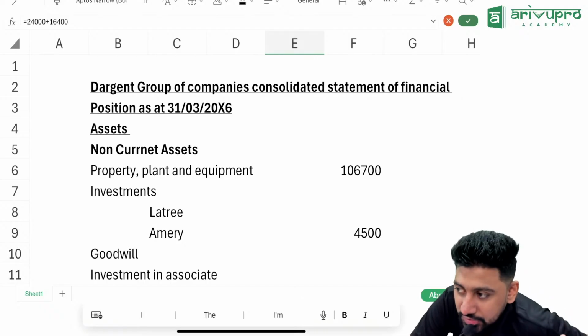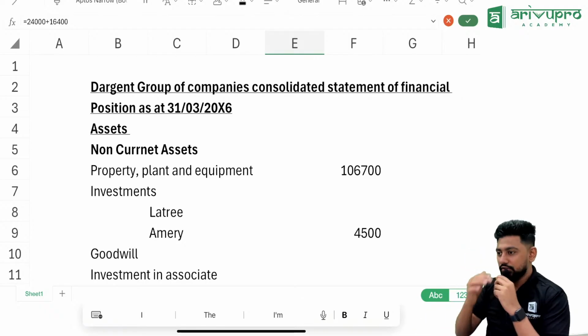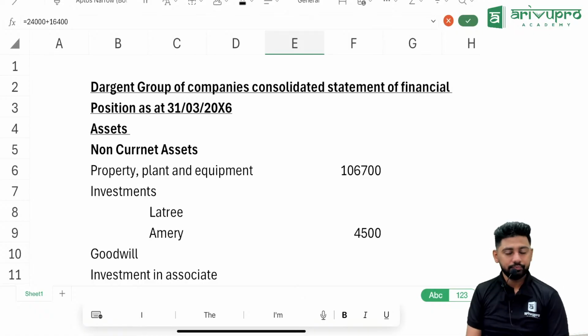goodwill, investment in associate, share premium, NCI, consolidated retained earnings, consolidated revaluation reserve. Are we clear? Are we clear, everyone?